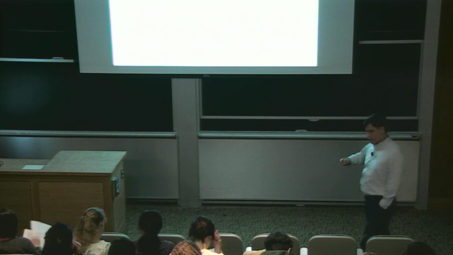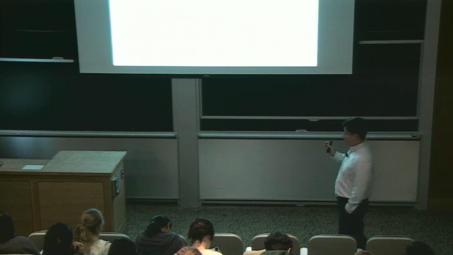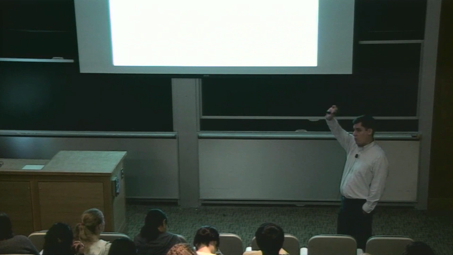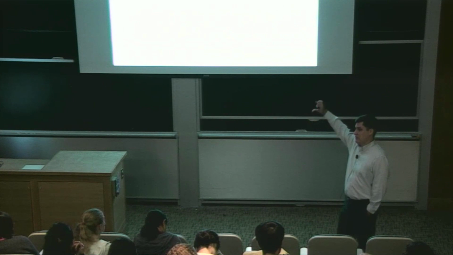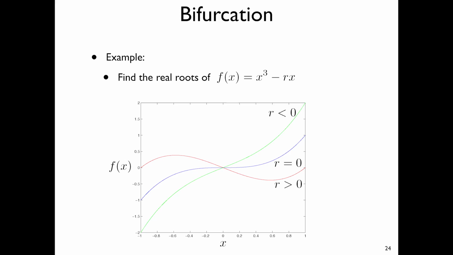Oftentimes, we're not just worried about these turning points or cusps. We encounter bifurcations in the solution. So we may have a path that has one root along it, and then that path may split, and there may be more than one root. Here's a simple example: find the real roots of x cubed minus rx. If r is negative, there will always be one real root, and it'll be x equals 0.